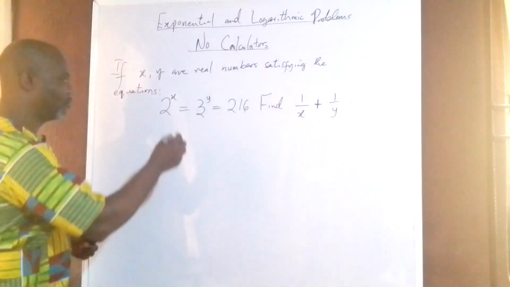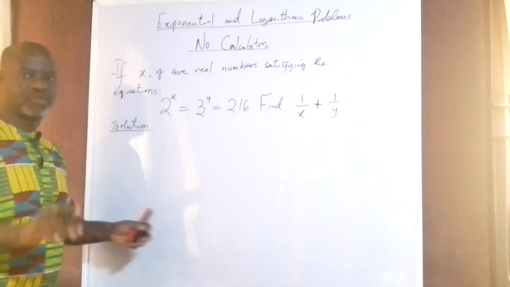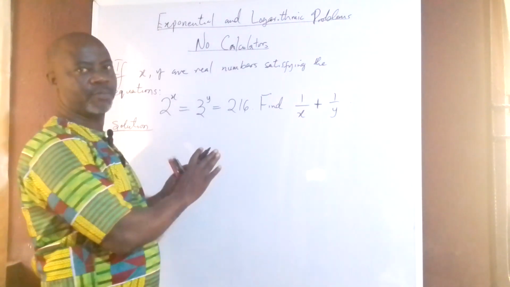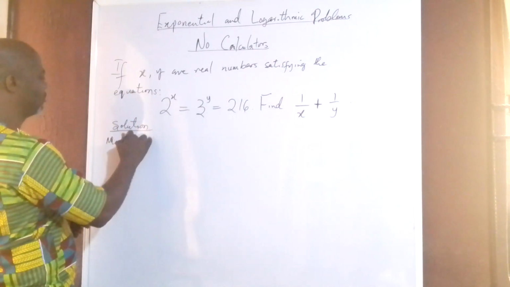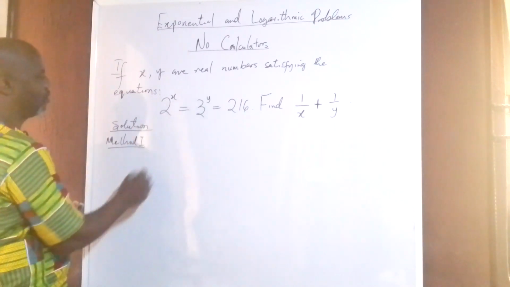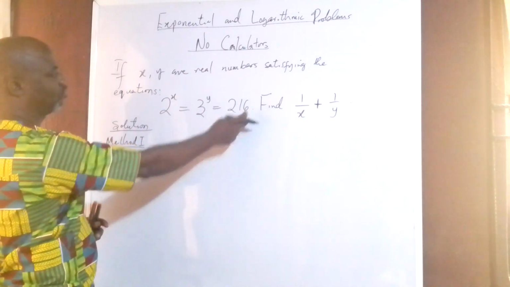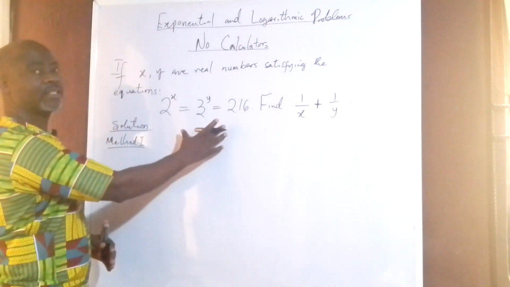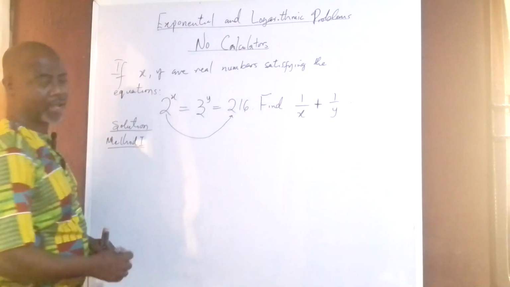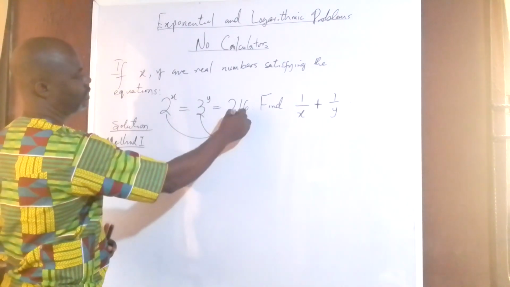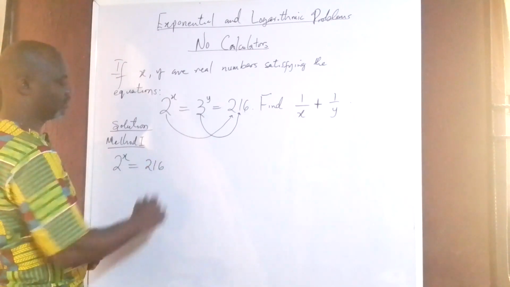Okay, so let's start. We have this problem. There are two methods I'm going to use to solve this problem. The first method, method 1: we have 2 to the power of x equals 3 to the power of y equals 216. We're going to write the equation first in terms of x, and then second in terms of y. So first in terms of x, we have 2 to the power of x equals 216.